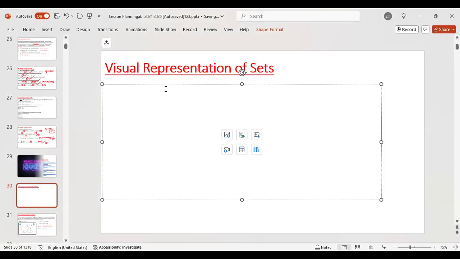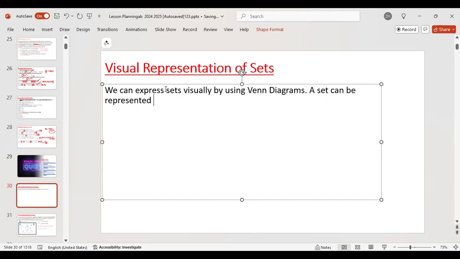All right, so we can express sets visually, okay, by using Venn diagrams. A set can be represented by a circle, and overlapping areas can be expressed in set notation.